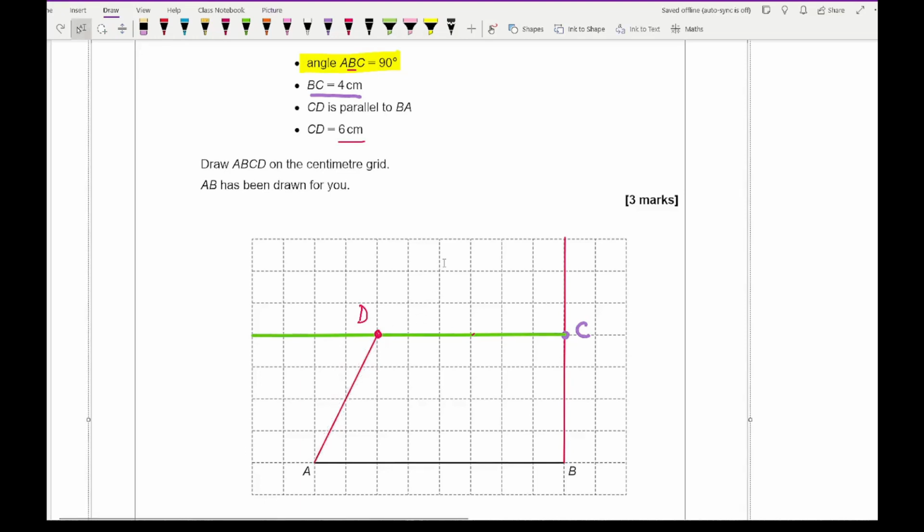And there we go. Now, one thing you might want to do is rub out this line here, or you could leave it, but that's absolutely fine. But if you have left it, make sure that you have highlighted where D is, because that's going to be vital for those 3 marks.